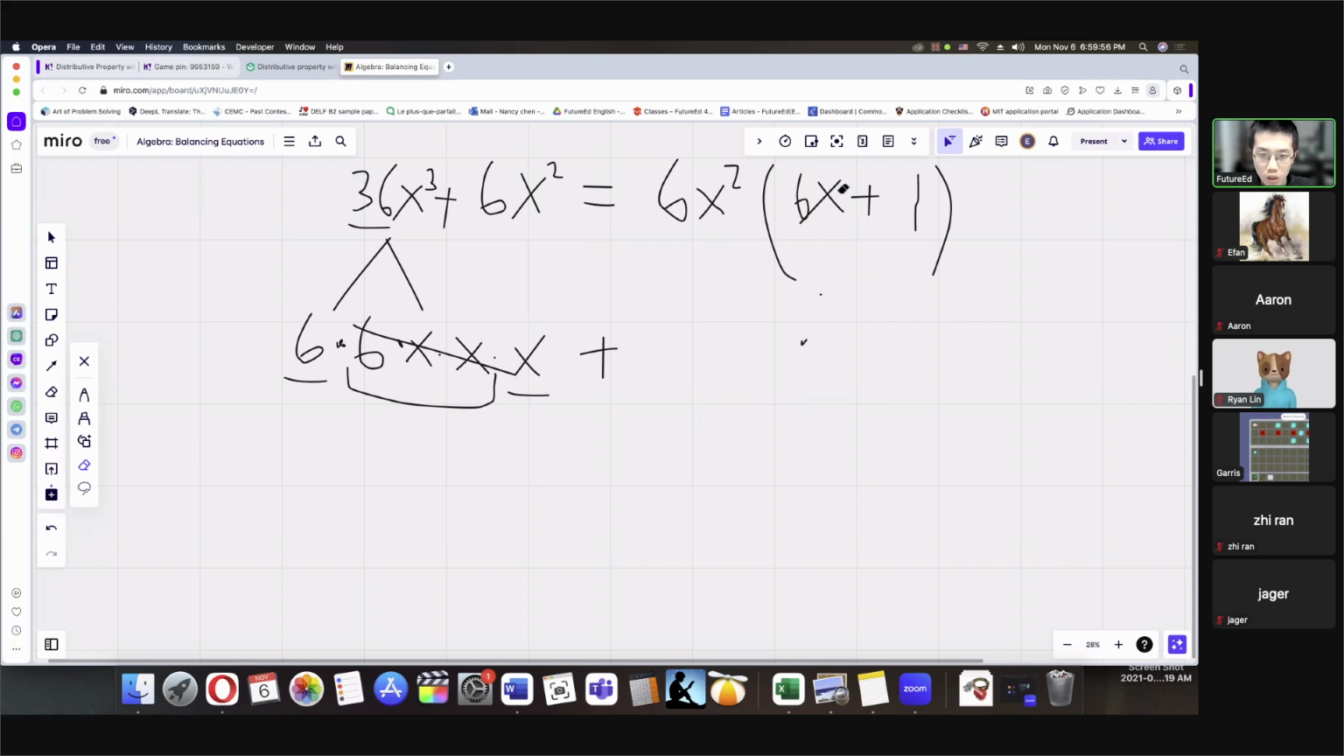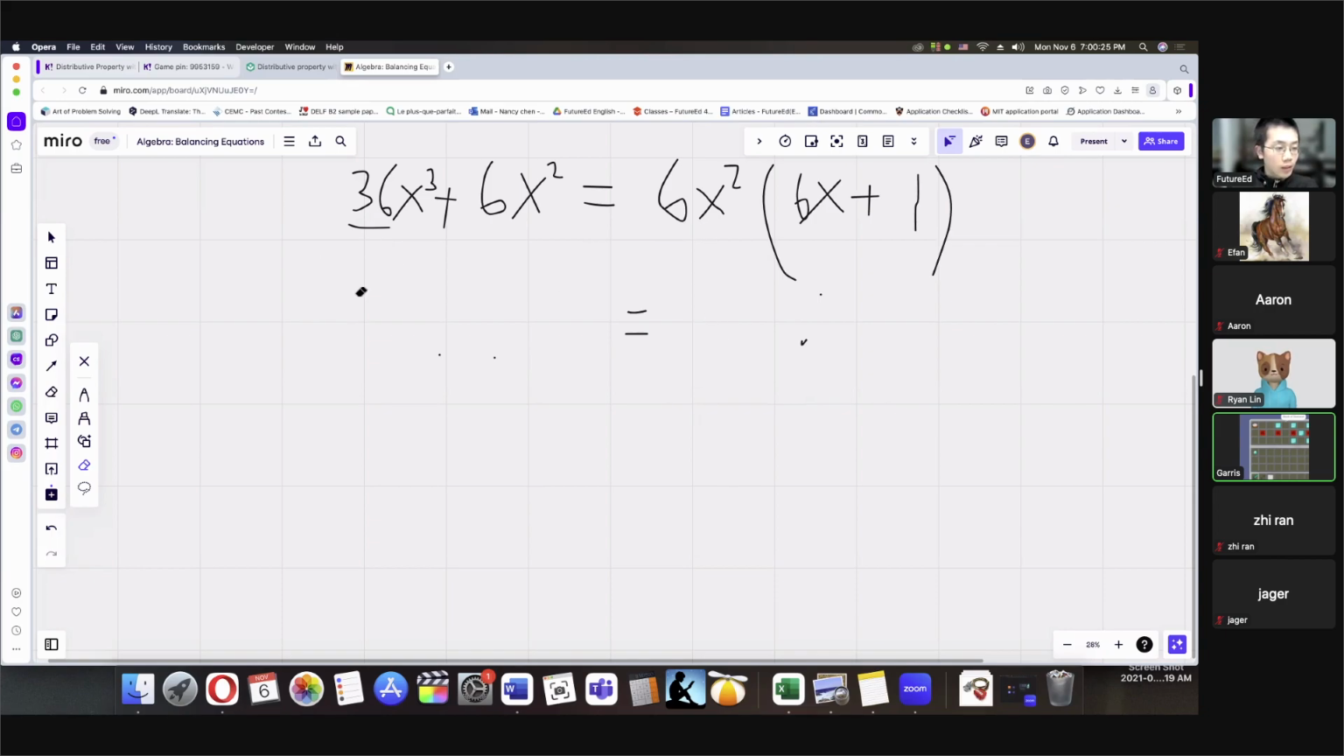And to verify this, can you multiply this out, Gears? So what is 6x squared times 6x? 6 times 6 is 36. Okay, 36. And what's x squared times x?